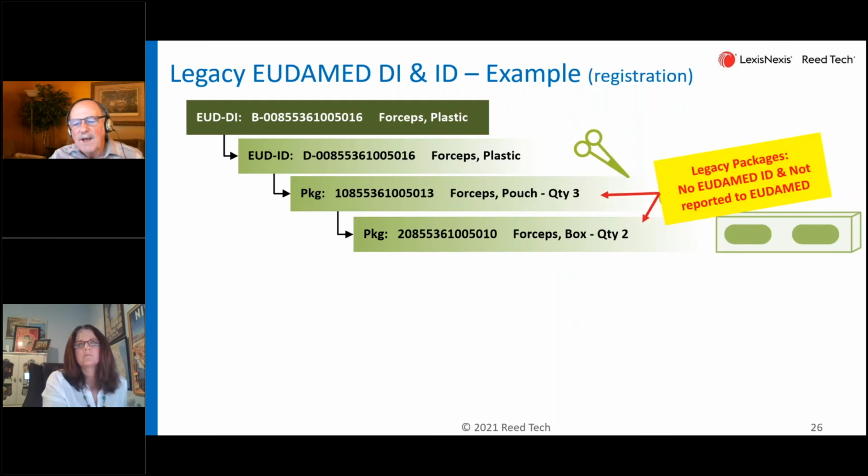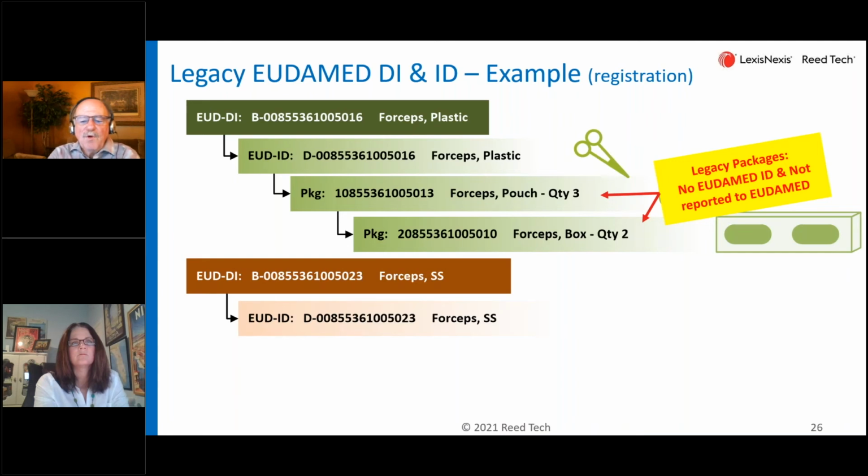Now, it's noteworthy that when you report your legacy device into EUDAMED, you're not reporting the packages, so you're only reporting the actual individual basic device product itself. So this is, again, a nuance for a legacy device. For an MDR device, you obviously report all those packaging levels.